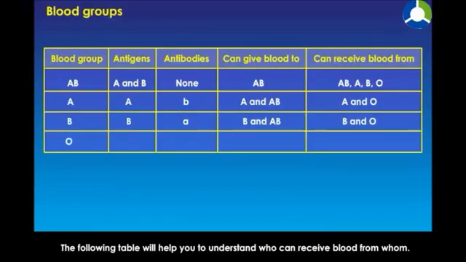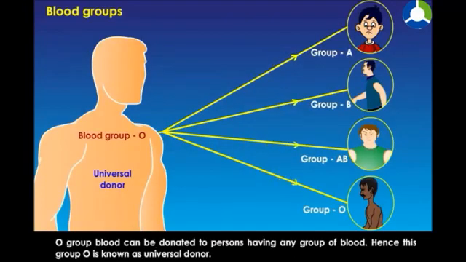Blood group O. They do not have any antigens and contain antibodies A and B. They can give blood to AB, A, B and O. They can receive blood from O. O group blood can be donated to persons having any group of blood. Hence, this group O is known as universal donor.